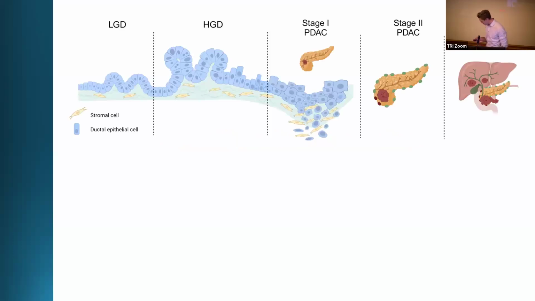Most people here would be familiar with this diagram of the progression of low-grade dysplasia to high-grade dysplasia in the pancreatic ductal epithelium and the stages of pancreatic cancer, invasive pancreatic cancer that come after this. If you're not, then you're probably well aware of the fact that anyone who gets to the stage of invasive cancer has a pretty terrible prognosis for this disease.